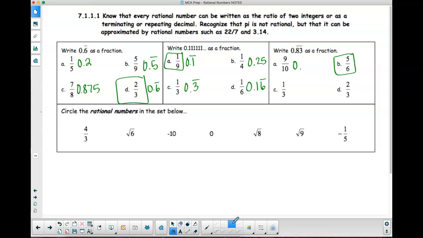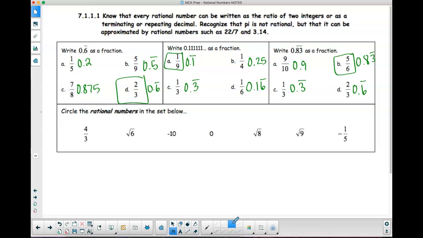Okay, this is 0.9, 0.3 repeating, 0.6 repeating, 0.83 repeating. Okay, so using your calculator to change those fractions into decimals. Okay, the second part here is circle all the rational numbers. Do we remember what a rational number is? Anybody remember the definition of a rational number?